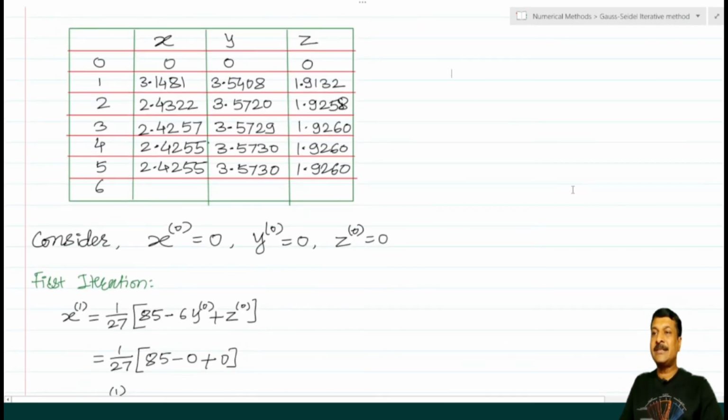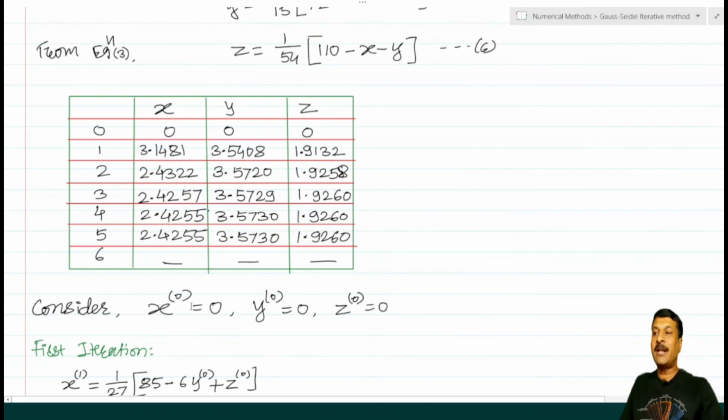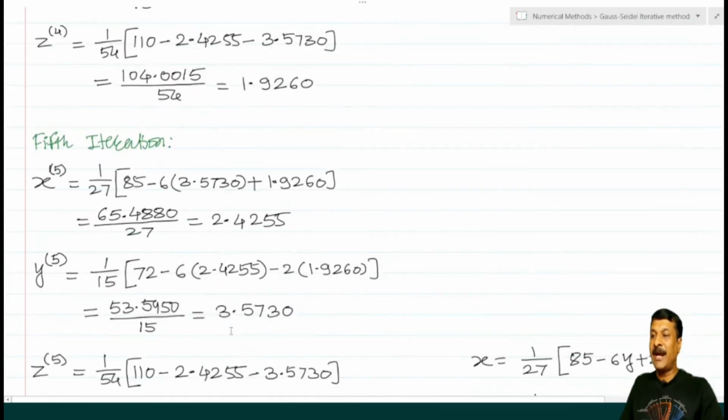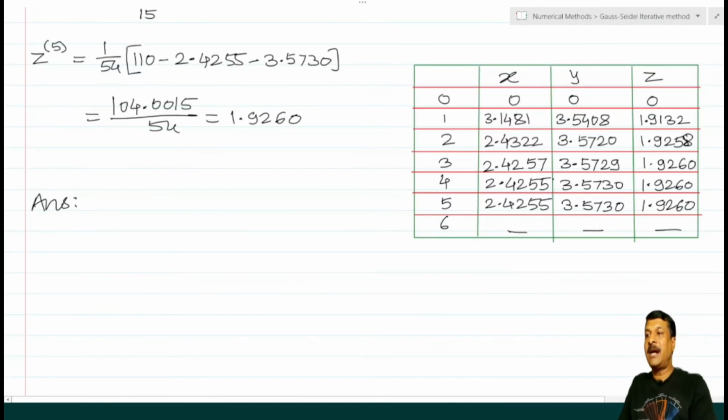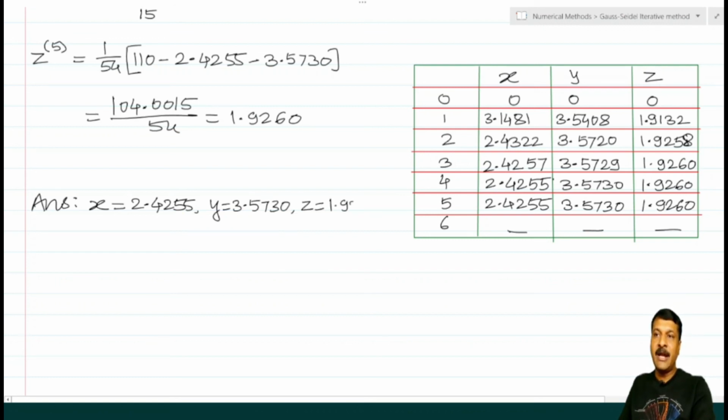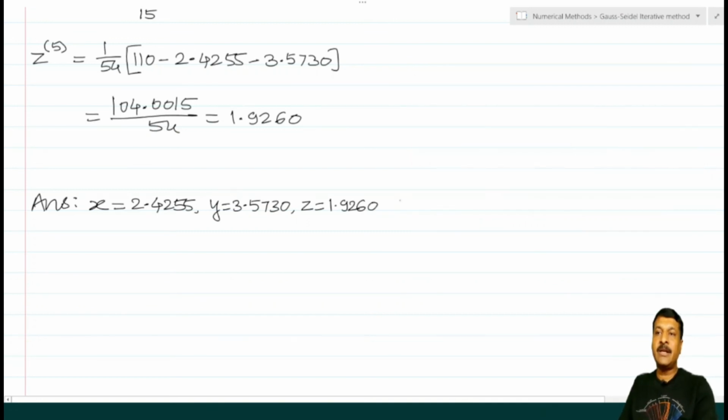So the sixth iteration need not be found. So what are the final values of x, y, z? So the answer is, by this table I can finalize the values. The value of x is 2.4255, the value of y is 3.5730, and the value of z is 1.9260, which is your required answer.